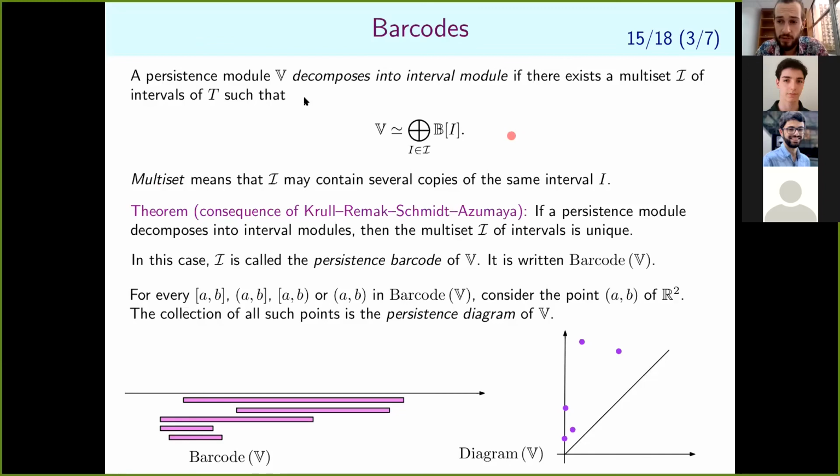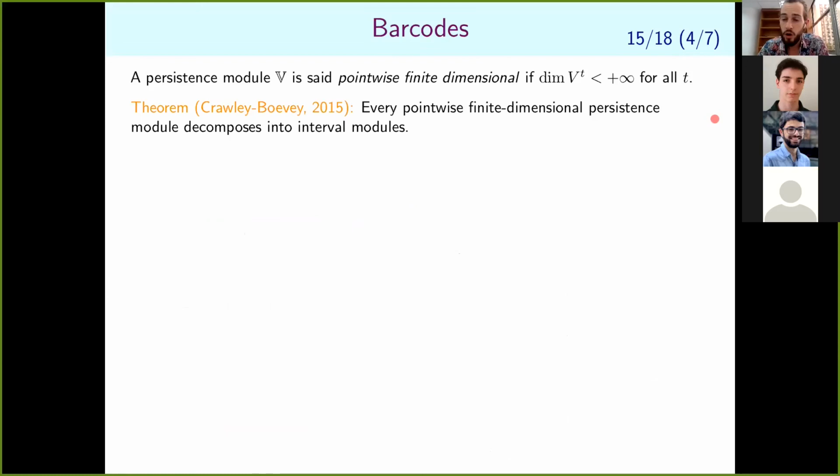But does it exist? There has been a lot of work around this question. We know that persistence modules decompose when they are pointwise finite dimensional, which will be the case for us in practice. So a persistence module is pointwise finite dimensional if each of its vector spaces is finite dimensional. And so we have this very nice theorem of Crawley-Boevey, 6 years ago. It says that if my persistence module is pointwise finite dimensional, then it can be decomposed into interval modules, and that's it. So I can consider its barcode or its persistence diagram.